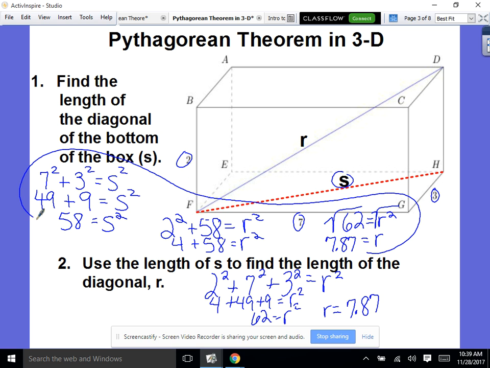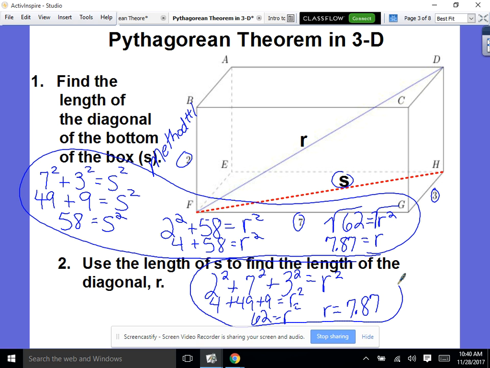So this is method 1. This is method 2. You can choose which method you would rather use. You need to have both of these down on your notes.